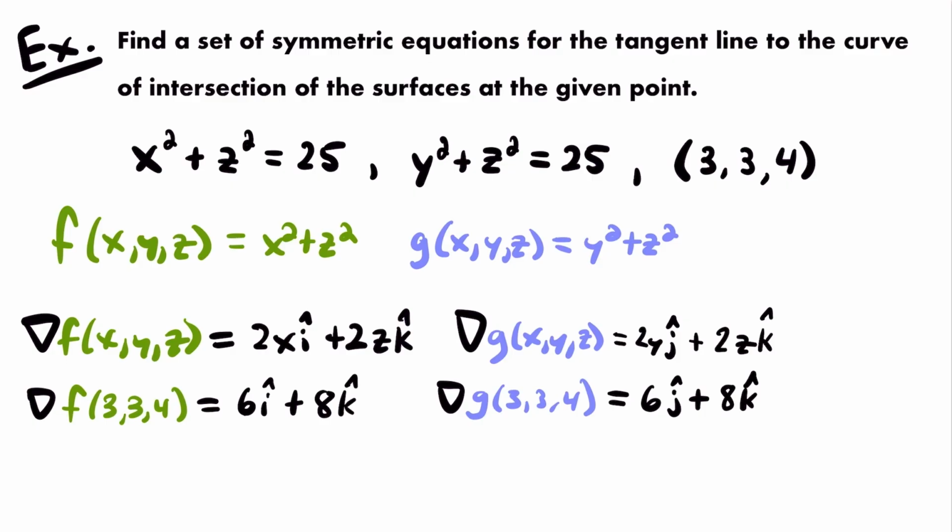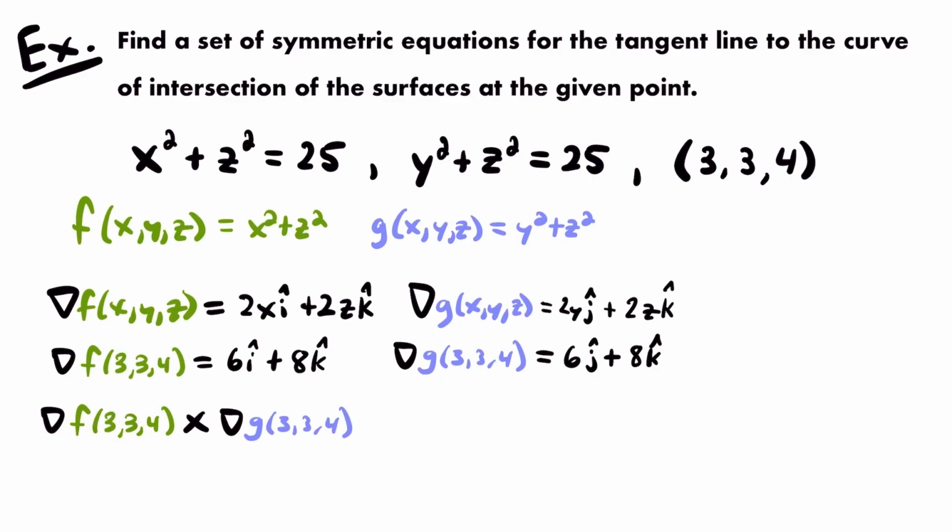All right, so let's set up the cross product. We want to take the gradient of f at that point cross the gradient of g at that point, and that will be equal to this calculation. We want to set up a 3 by 3 matrix and then calculate its determinant. We have i, j, and k for the top row, and then the middle row will have the components of the gradient of f, so 6, 0, and then 8, because there is no j term, so it would be 0. So we have 6, 0, 8, and then the bottom row will be the components of the gradient of g at that point. So that would be 0, 6, and 8. 0 for the x component because there is no i term. So we have 0, 6, and 8.